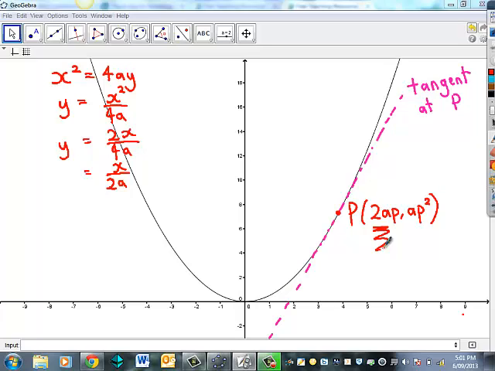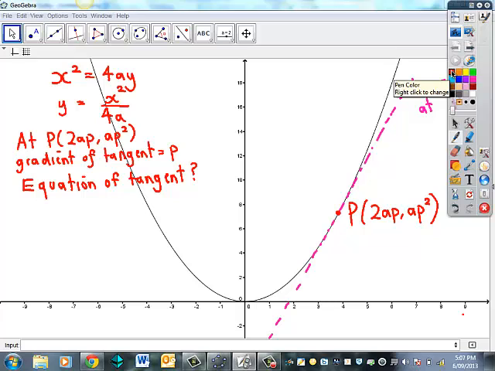If we substitute in the value of 2ap, then y dash, which will be the gradient of the tangent to the curve at the point P, will be 2ap over 2a, which just simplifies to p. And this is the beauty of describing a parabola parametrically, because the value that we choose, p, the parameter, is actually the gradient of the tangent to the curve at that point.